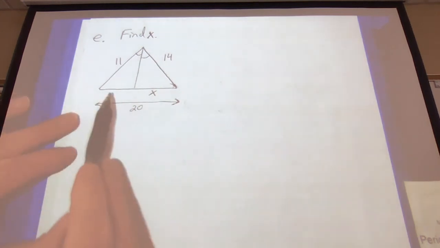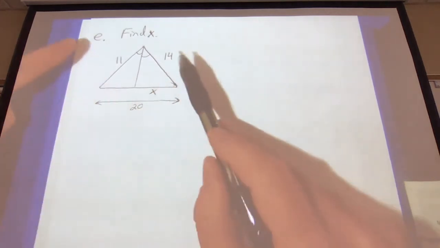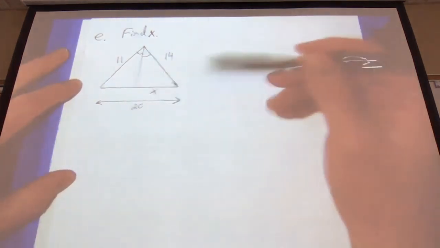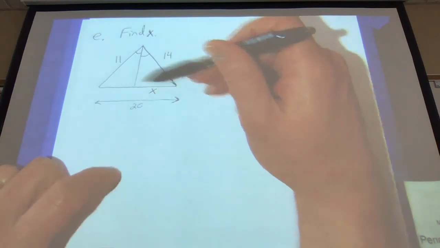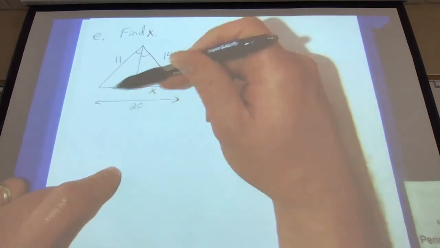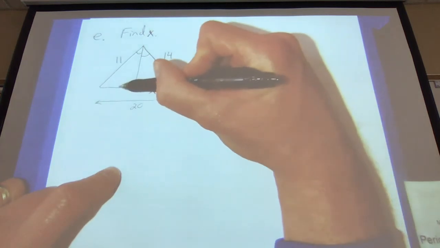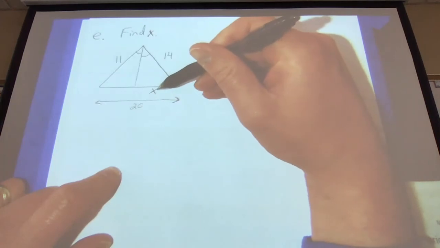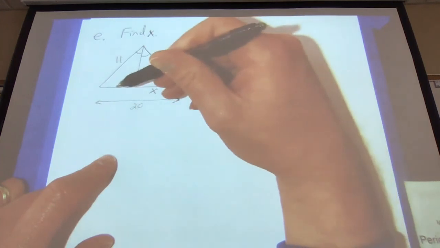But before we can, we have to figure out what this missing part is right here. Because the 2 parts here are going to be proportional to the other 2 parts of the triangle. So I got to figure out what this part is here. So let's just do a little logic here. If this x was a 4, what would be left for over here? 16, because 20 minus 4 is 16. If this x was 9, what would this have to be? 11, because 20 minus 9 is 11. If this was 14, what would this have to be? 6. 20 minus 14 is 6.